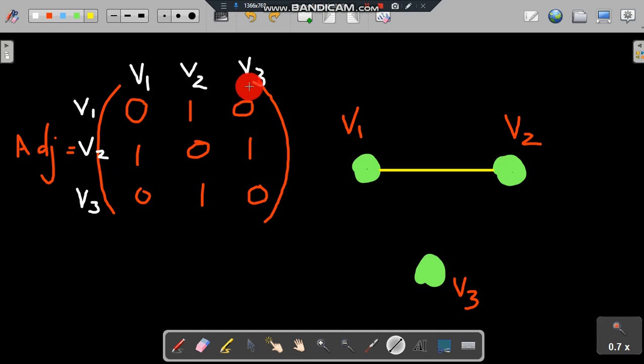V2 and V3, yes, 1 comes, they are adjacent to one another. Therefore we have to draw an edge between V2 and V3. Okay, then V3 and V1, there is no adjacency, we should not draw an edge. V3 and V2, yes, we have to draw an edge, and V3 and V3, there is no edge.